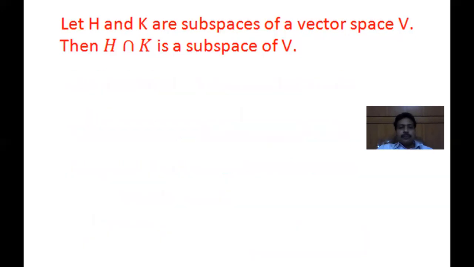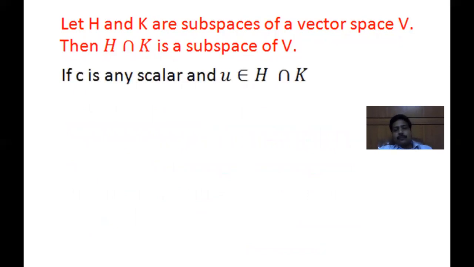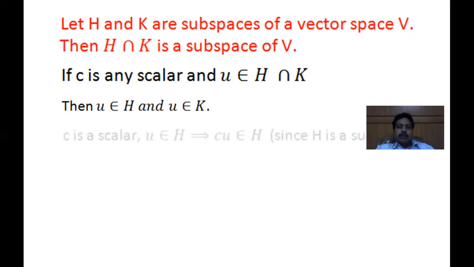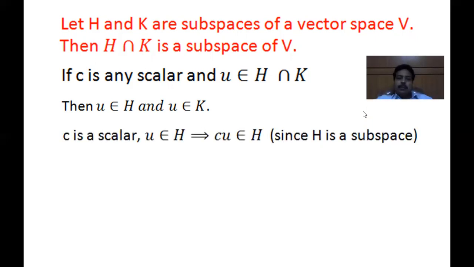Now the third property, scalar multiplication. If C is any scalar and U belongs to H intersection K, then U belongs to H and U belongs to K. Since it is in the intersection, U belongs to both the sets. C is a scalar, U belongs to H implies CU belongs to H. Since H is a subspace, by the sixth axiom, it is closed under scalar multiplication. So CU belongs to H.